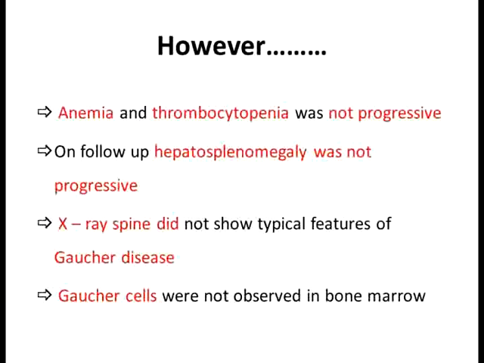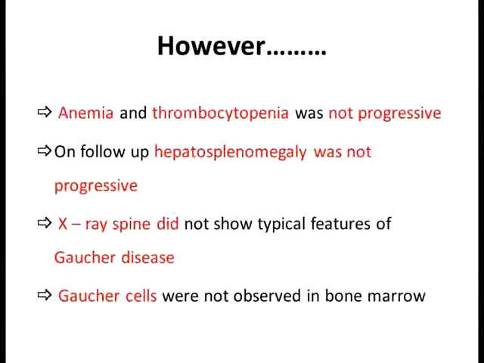Go ahead. However, there was something unusual, it was not going as characteristic with Gaucher's disease. First of all, anemia and thrombocytopenia was not progressive. Second, on follow-up, hepatosplenomegaly was also not progressive. X-ray spine did not show any typical features of Gaucher's disease, like osteopenia.